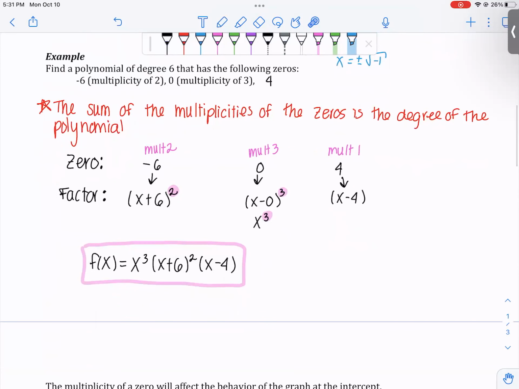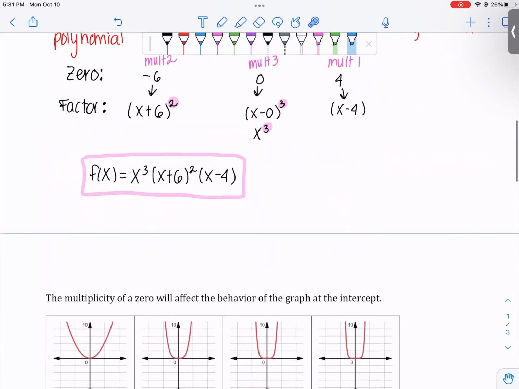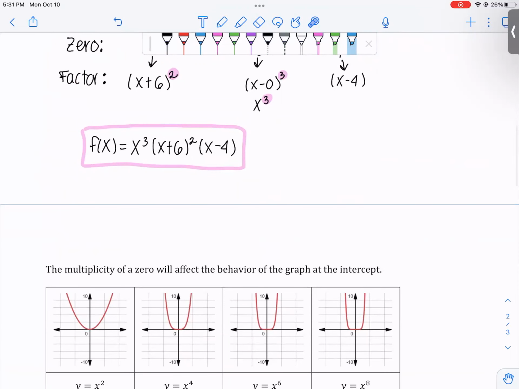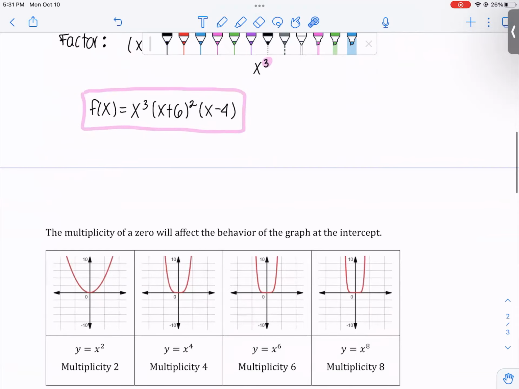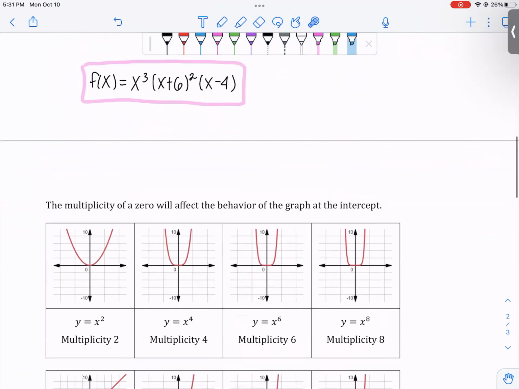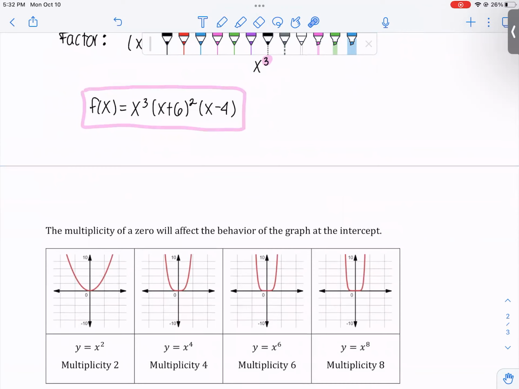So the multiplicities are really just the exponents that we see on the corresponding 0. Now, the multiplicity of the 0 affects the behavior of the graph at that intercept. If we have even multiplicities, here are some examples. This would be a multiplicity of 2, this would be multiplicity of 4, 6, and 8. With all of these even multiplicities, notice that the graph just seems to bounce off the x-axis.